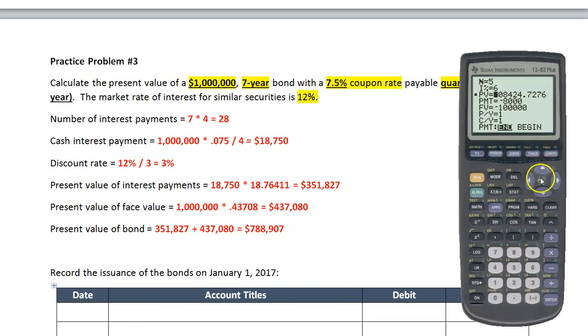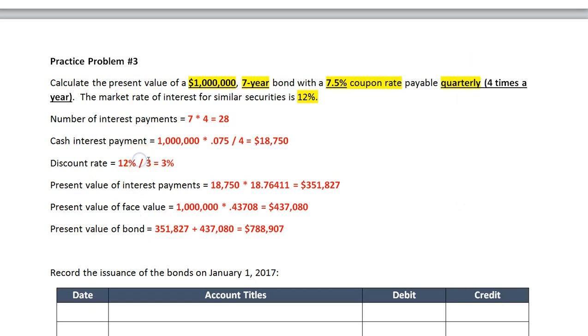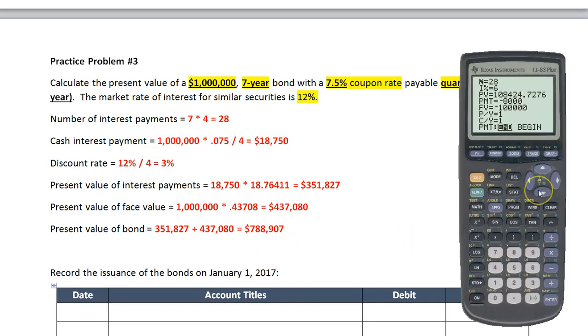Let's go and check it with our calculator. So the number of periods is equal to 28. The interest rate is equal to 12 divided by, ooh, I made a mistake, didn't I? 12 divided by 4 equals 3. All right, 3%. Present value we'll solve for. The payment is going to be equal to a negative 18,750. The future value is going to be equal to a negative $1 million. We can solve for the present value, and we get to 788,903.